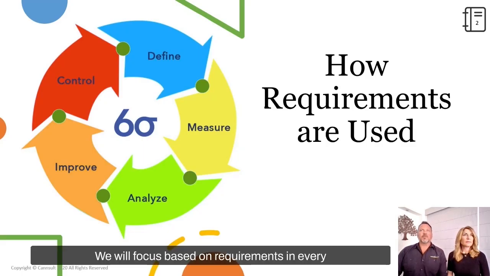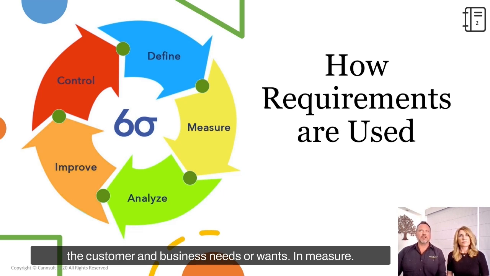We will focus on requirements in every phase of DMAIC. In the define phase, we will understand our opportunities to improve based on what the customer and business needs or wants. In measure, we turn those requirements into something tangible and measurable. In the analyze phase, we focus on specific aspects of our process that are causing problems with us delivering requirements. The improve phase focuses on designing our processes to deliver to requirements. We test our products and processes to ensure that every requirement is met. And in the control phase, the requirements become our KPIs, our key performance indicators, that we monitor regularly.